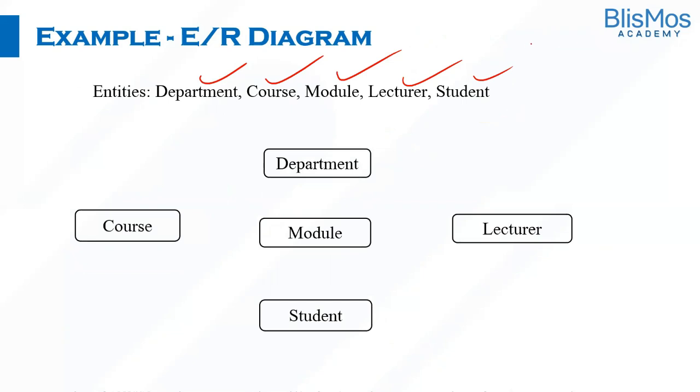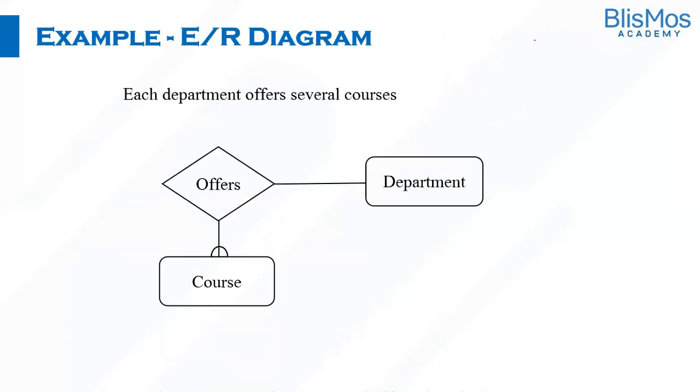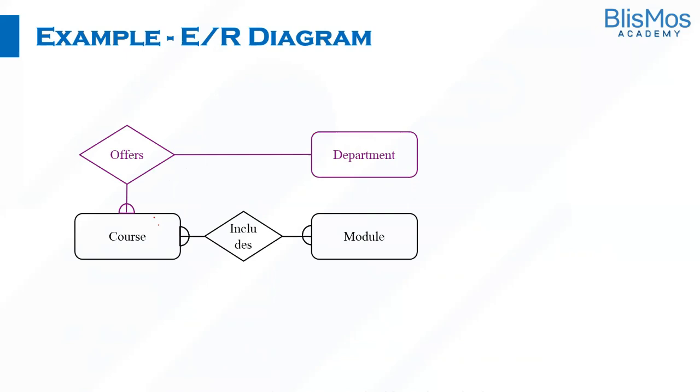What is the next step? We have to establish the relationships now. If you look at the requirement, it says department offers the courses. When you are determining the relationship, go ahead and look at the cardinality also. Here, one department offers many courses. It is one to many. Then let us look at the next relationship. Here, course includes the modules.